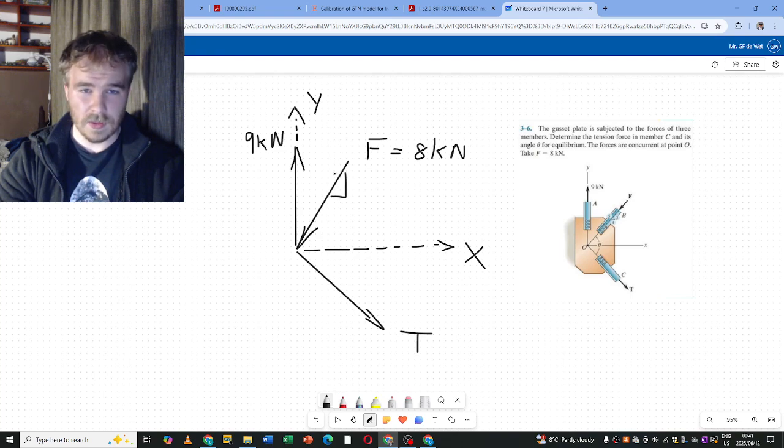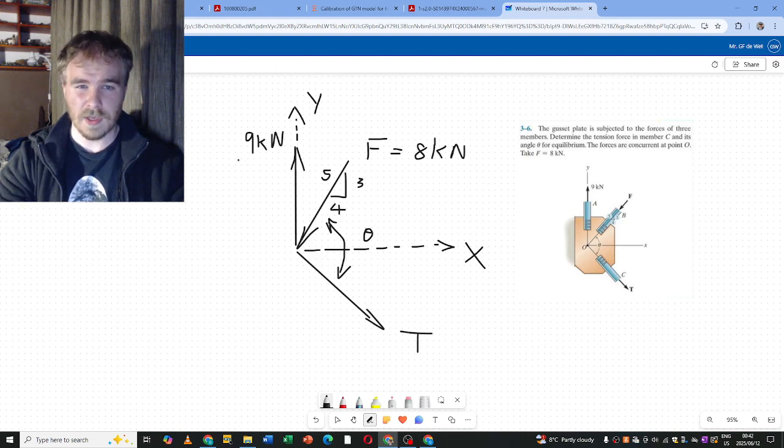And this one, we get the angle through this little triangle, which we were all introduced to when we learned about Pythagoras. Nice 3, 4, 5 triangle. And then we also have an angle over here, and it's theta. So we want to calculate T and we want to calculate theta.